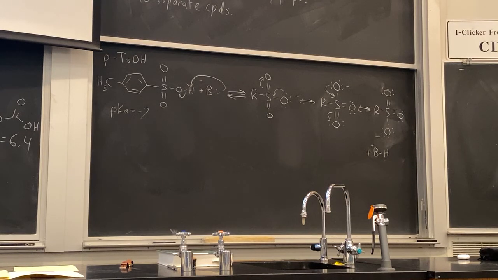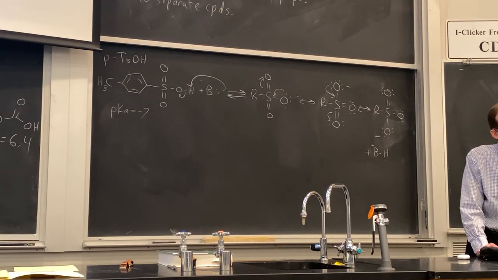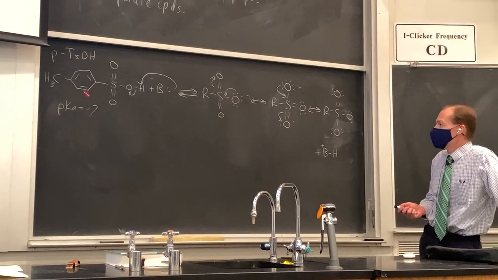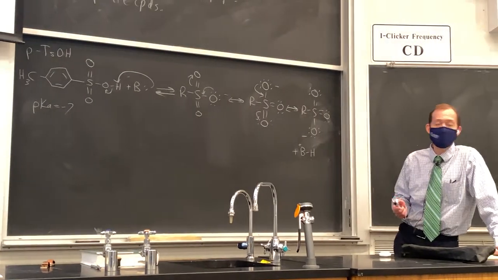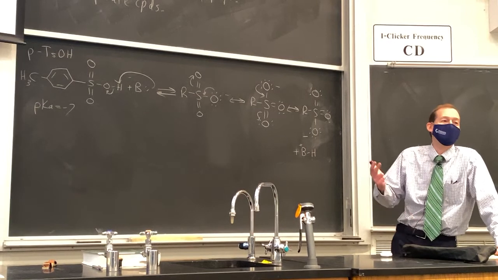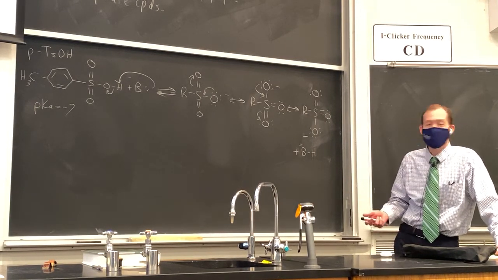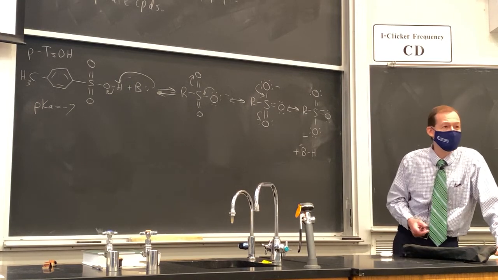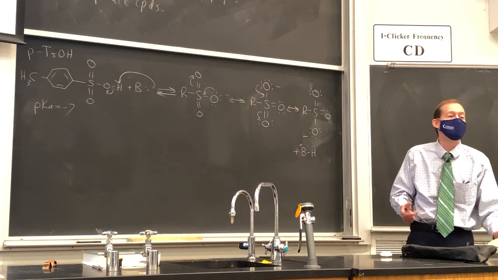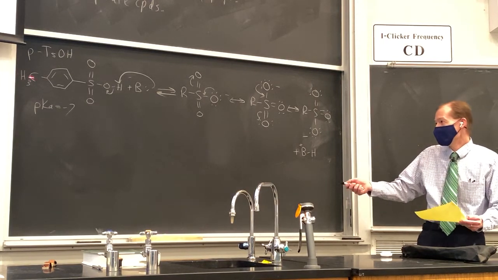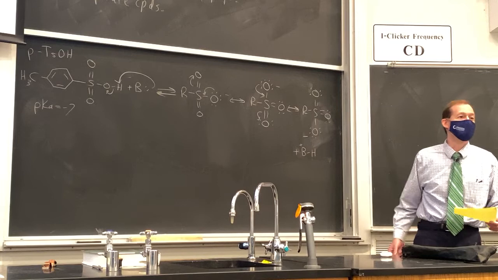Any questions? Yes? Isn't the methyl group likely electron donating? So if the methyl group wasn't there, would it be a stronger acid? Yeah, so if you had benzene sulfonic acid, it would be a stronger acid, probably by 0.1. It would probably be like -7.1 or something like that. So it wouldn't be a huge effect. But yeah, if you were to compare those, indeed, benzene sulfonic acid would be slightly more acidic due to the weak donating effects of the methyl.